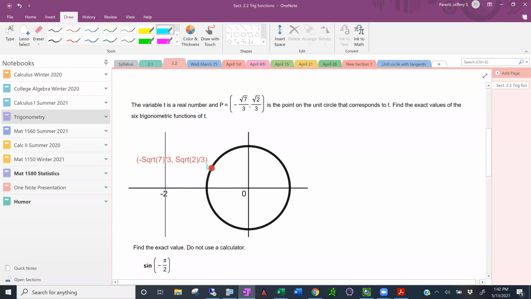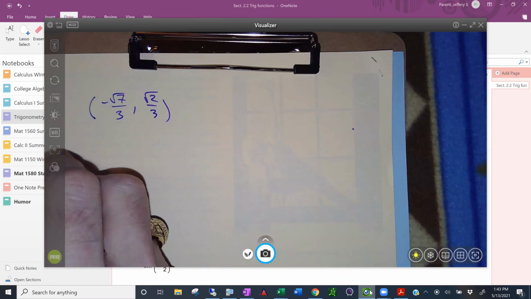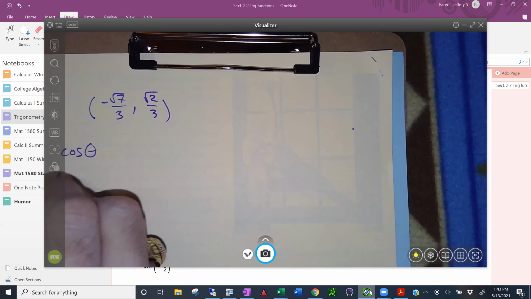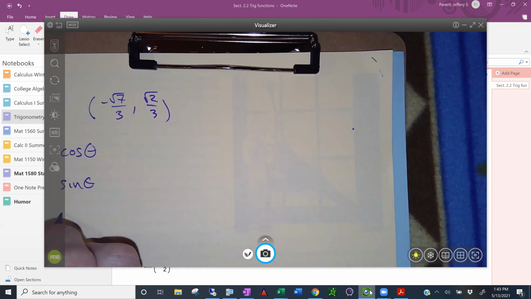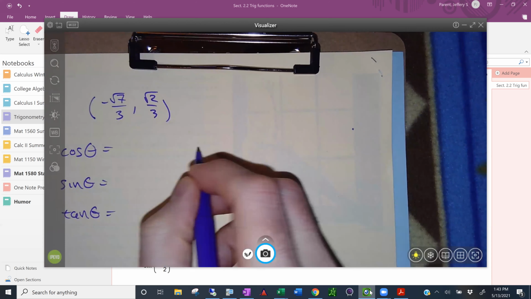Rather, let's just call this angle, I don't know, what do you want to call it? Theta, alpha, gamma, delta, epsilon, nu, tau. Theta is a very popular choice for an angle. So we'll call this angle theta. And let's see, my point is negative square root of 7 over 3 and square root of 2 over 3. I like writing things in this order. Cosine of theta, sine of theta, tangent of theta.